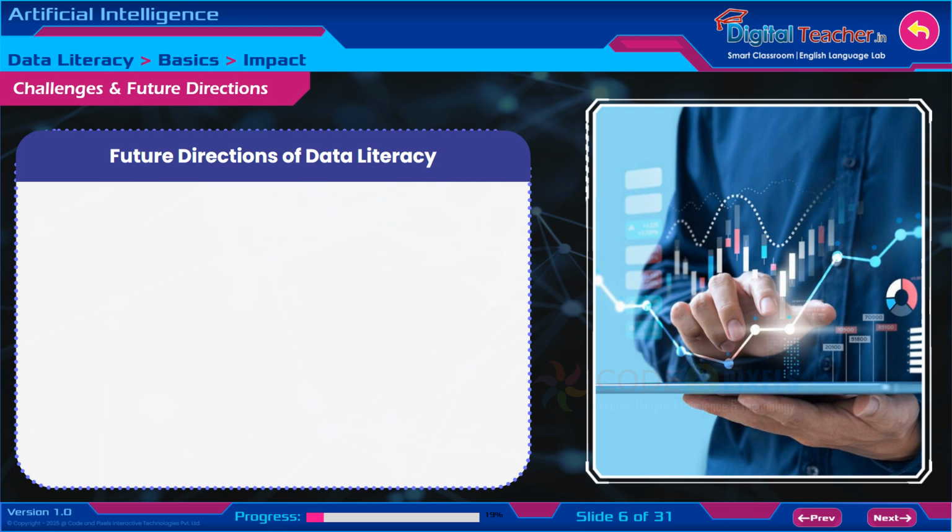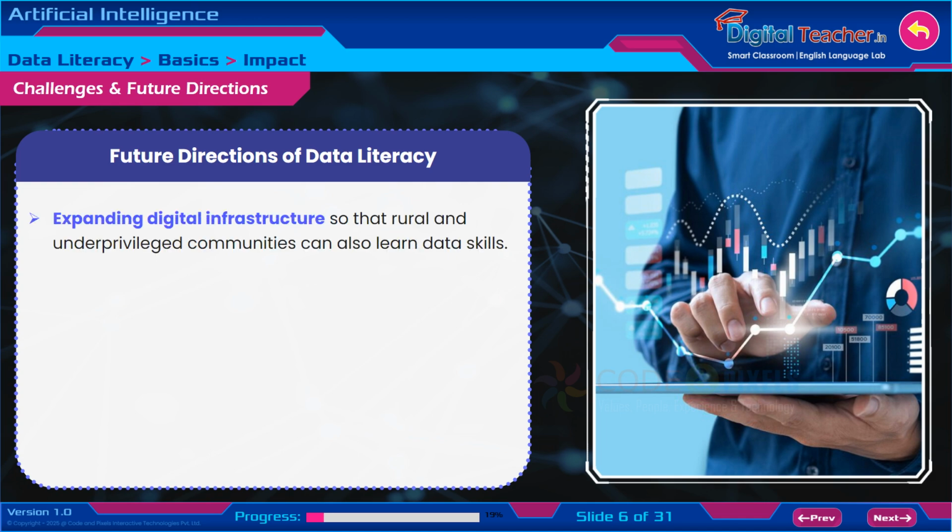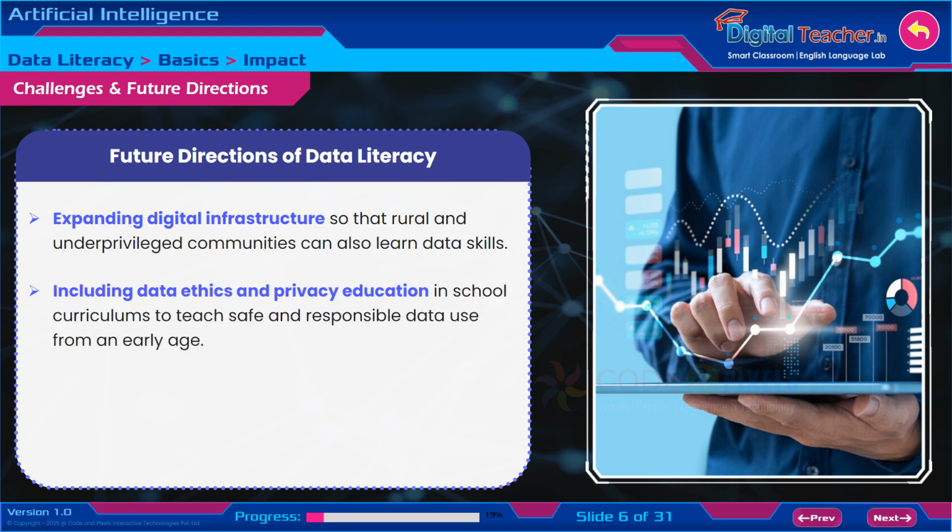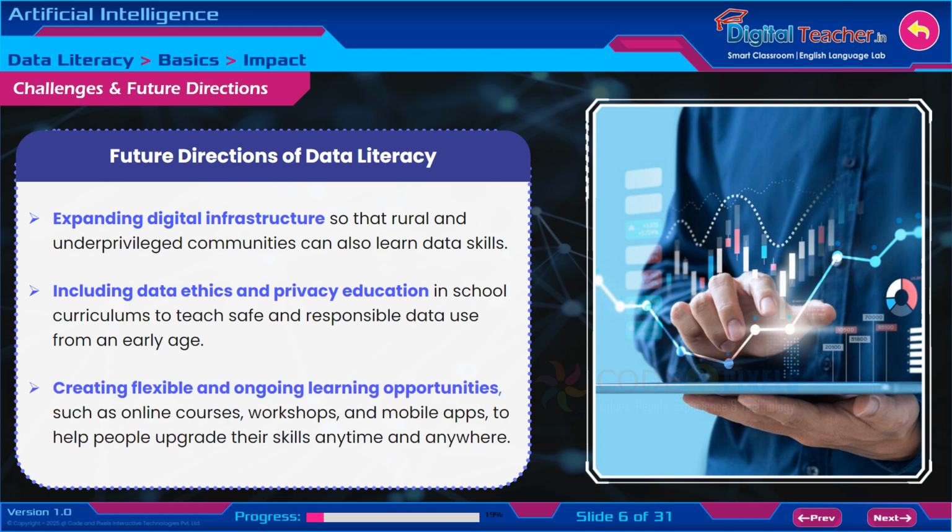Future directions of data literacy. Expanding digital infrastructure so that rural and underprivileged communities can also learn data skills. Including data ethics and privacy education in school curriculums to teach safe and responsible data use from an early age. Creating flexible and ongoing learning opportunities such as online courses, workshops, and mobile apps to help people upgrade their skills anytime and anywhere.